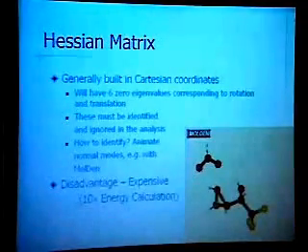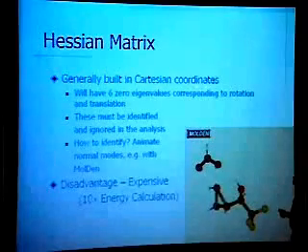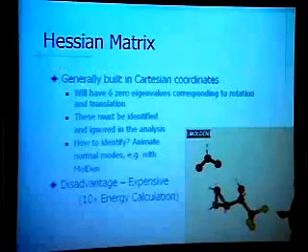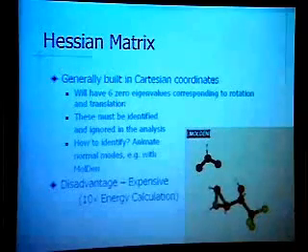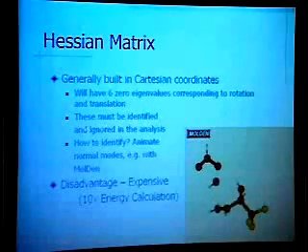Now, one of the things you want to be aware of here is that this Hessian matrix is typically built in Cartesian coordinates, and actually almost invariably. And so it's going to have 6 zero eigenvalues that correspond to rotation and translation, and you've got to find them and ignore them in the analysis. And how do you find them?